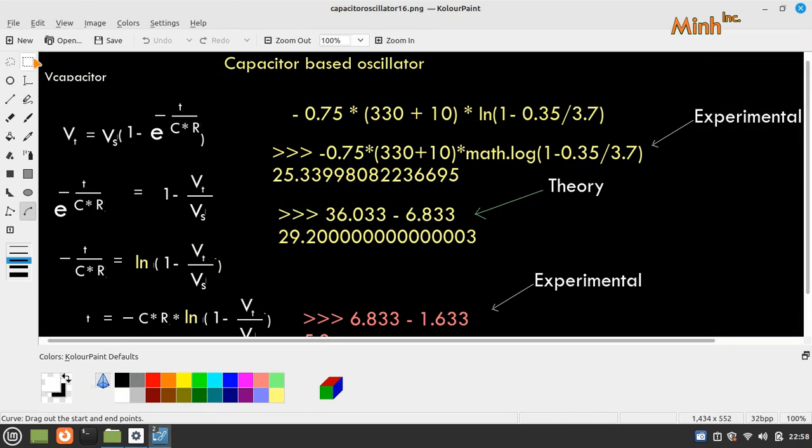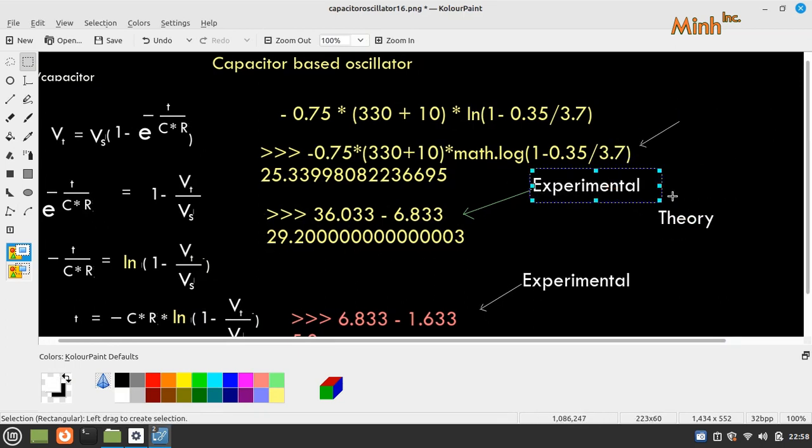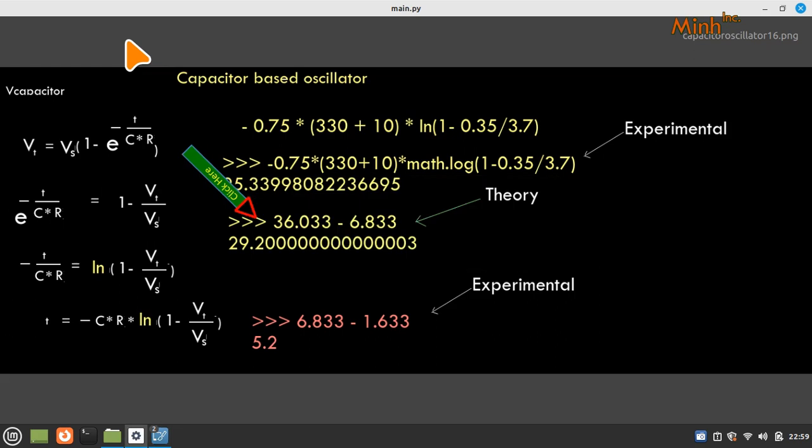Okay, so this is experimental, what we saw, and this is theory. With theory it should take around 25.33 seconds to charge, but generally it takes around 29 seconds. So I believe it's okay. With 10% error in capacitor and resistance value, I believe it's okay.